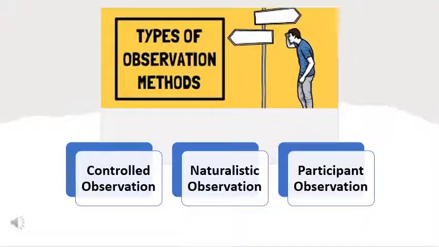We have three different types of observation methods: controlled, naturalistic, and participant. Controlled observation. The researcher can decide the location and time of the procedure and then classify the results into categories that are coded. Participants are randomly allocated to each independent variable group.